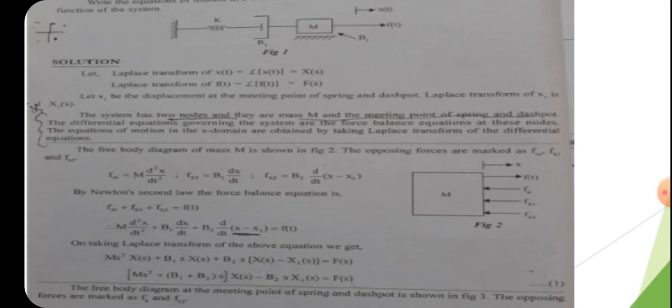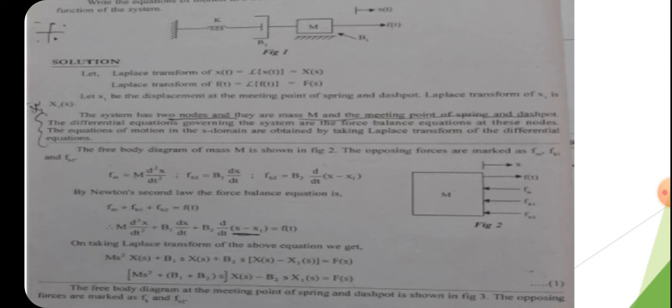When we are taking the Laplace transform, we will get X1(s) in terms of X(s). Taking this equation as 2, this value of X1(s) can be substituted in equation 1, so that we will get X(s) into (m s² plus (b1 plus b2) s) into (b2 s plus k) minus (b2 s)², divided by (b2 s plus k), that is equal to F(s). From this equation, we can find X(s) by F(s).